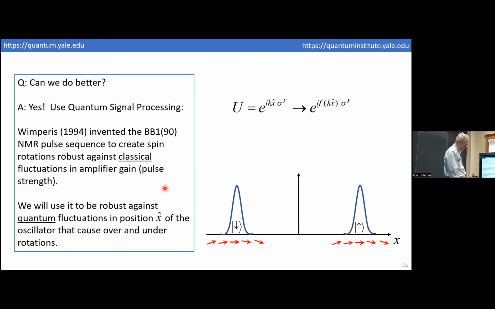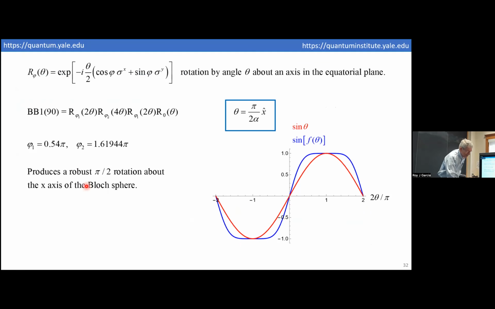Well, they're all in the operator x, which commutes with itself. And so you can elevate these NMR tricks, which fix classical noise, to now fix quantum noise. So here, there's a sequence of pulses. There's the nominal pi over 2 rotation, but theta is only approximately pi over 2 because it depends on x. Then there are 3 more pulses, applying the unitary twice, 4 times, 2 times around with rotations around a particular axis of the qubit Bloch sphere.